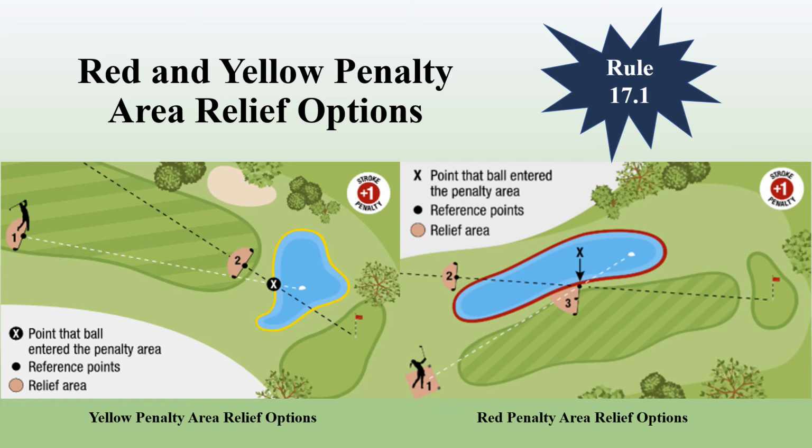The right-hand diagram is the red penalty area relief options, which are the same first 2 options as the yellow penalty area, number 1 being stroke and distance, number 2 being back on line relief. The red penalty areas also have a third option, which is 2 club lengths from where the golf ball last crossed the margin of the penalty area, no closer to the hole to determine a relief area, dropping a ball under penalty of 1 stroke, and playing away.